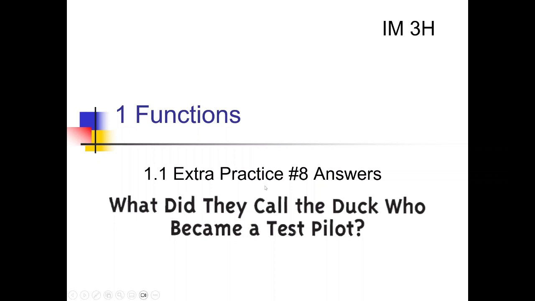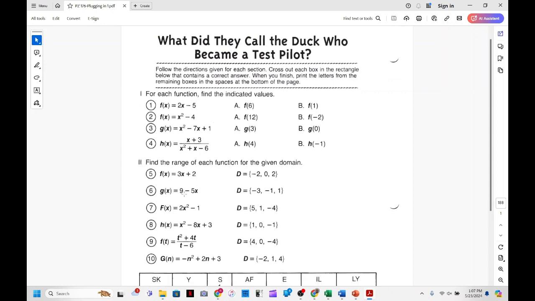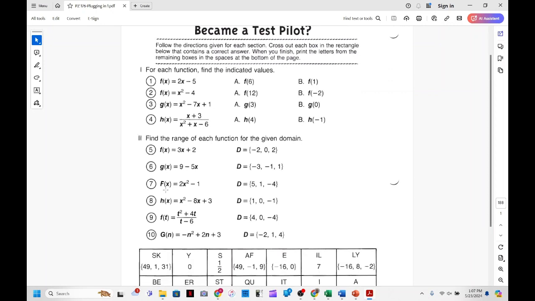Range. For this one, we have a puzzle. Let's go ahead and take a look at that. In this puzzle, we're trying to figure out what they called the duck who became a test pilot. For these first 4 questions, you have to plug some numbers into these functions. And for the last 6 questions, they're giving you the domain. You have to plug that in to get a corresponding range given these different functions.